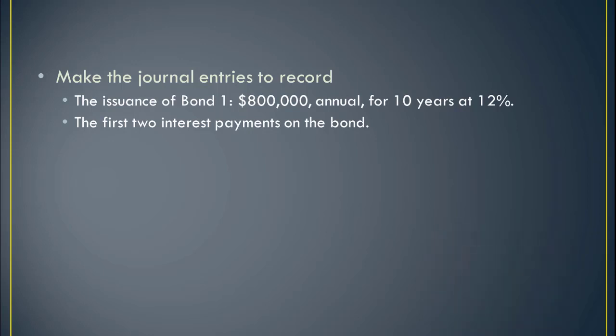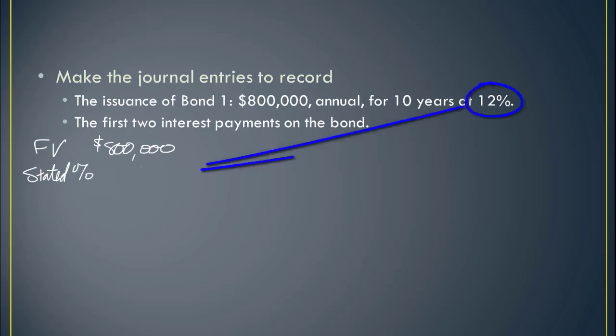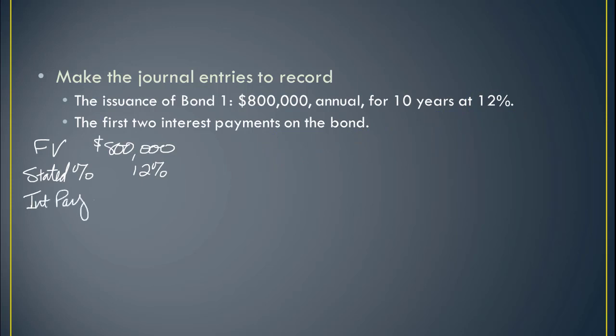So if we're going to do a bond calculation, the first thing we need to know is the face value, and that's 800,000. The next thing we want to know is the stated rate, and that's this 12% right up here, so we'll put this down. And you need to know the interest payments that will be made. So to get that, I take the face value times the stated interest rate, and divide by the number of payments per year. And since this is an annual bond, my payments per year will be 1. And that's going to give me 96,000 as my interest payment.